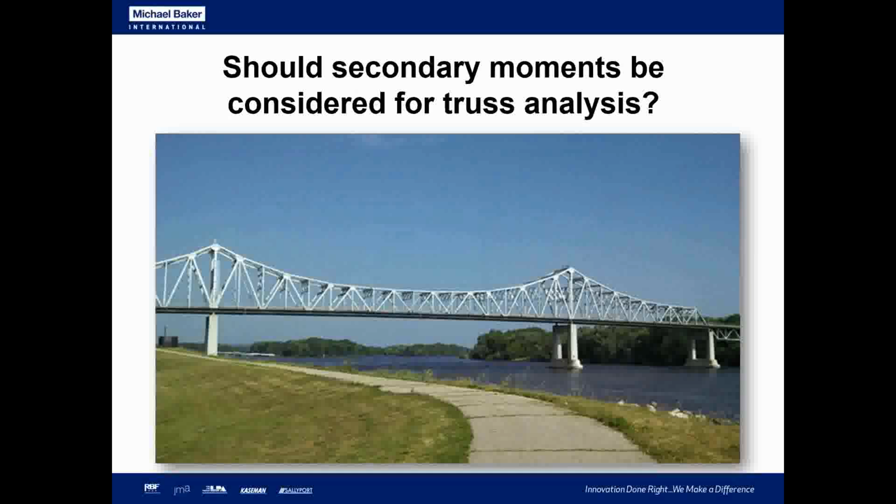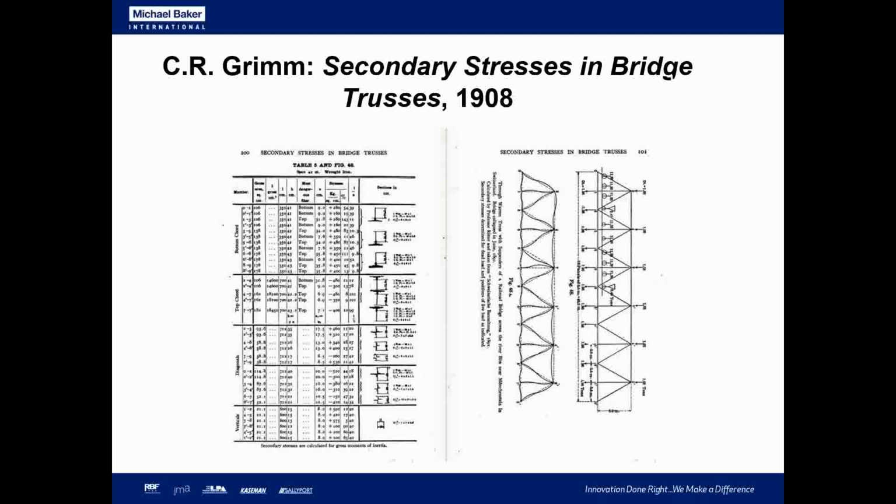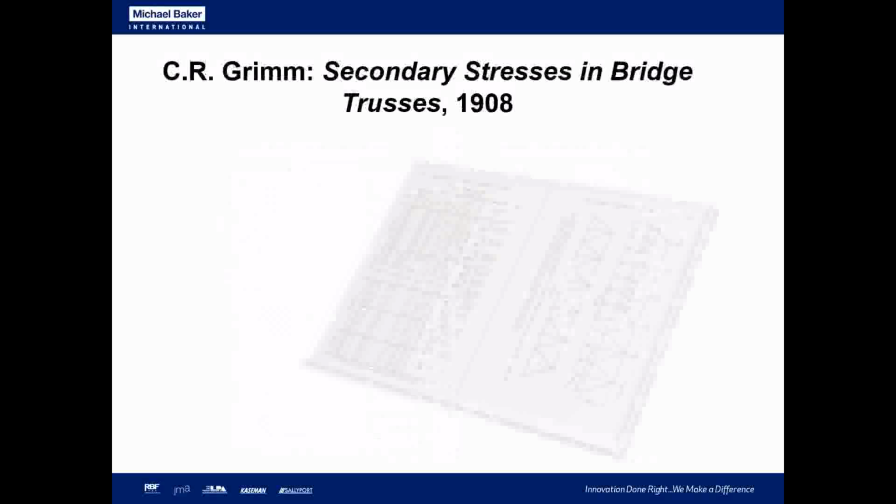One of the first major works about secondary moments in truss bridges was by Grimm, published in 1908, Secondary Stresses in Bridge Trusses. It's quite interesting to see the longhand calculations showing what the different magnitudes of secondary stresses were.